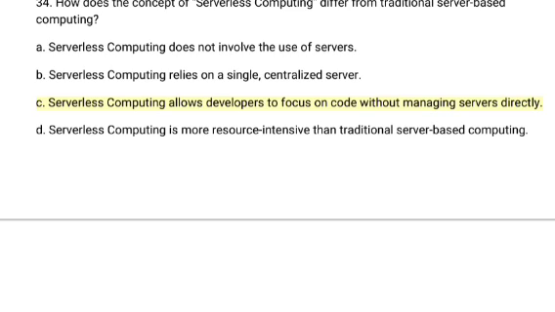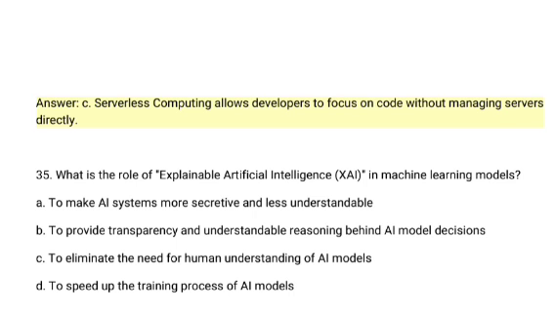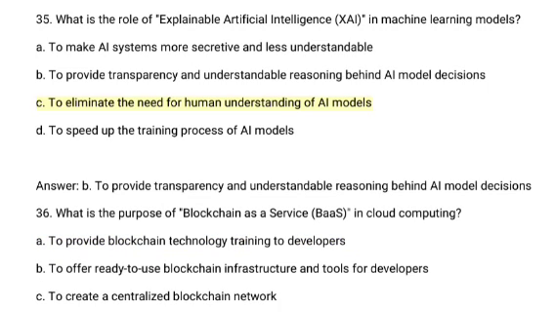35. What is the role of explainable artificial intelligence (XAI) in machine learning models? A. To make AI systems more secretive and less understandable. B. To provide transparency and understandable reasoning behind AI model decisions. C. To eliminate the need for human understanding of AI models. D. To speed up the training process of AI models. Answer. B. To provide transparency and understandable reasoning behind AI model decisions.